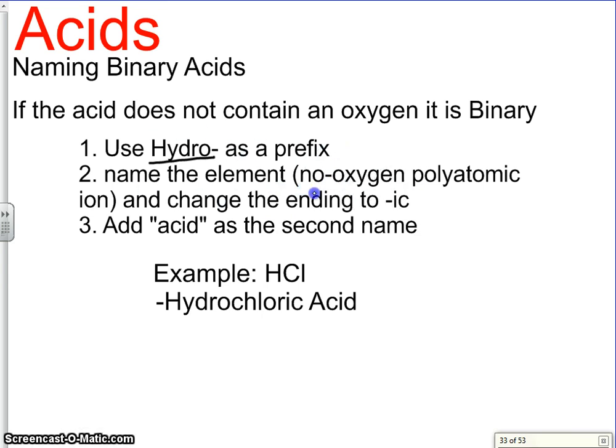Once we have the hydro, we name the element. We change the ending of the element just like we did with ionics to IDE, but instead of IDE, we change it to IC. And of course, acid is the second name. Hydro does not tell us hydrogen, so please keep that in mind. Hydro tells us that this compound does not have an oxygen present in it. Acid tells us hydrogen. Hydro tells us no oxygen. Okay, so keep that in mind.